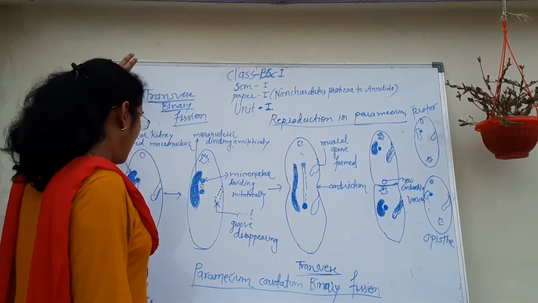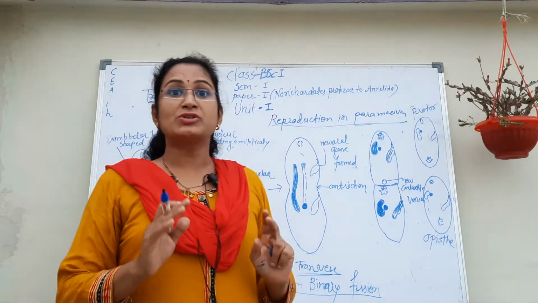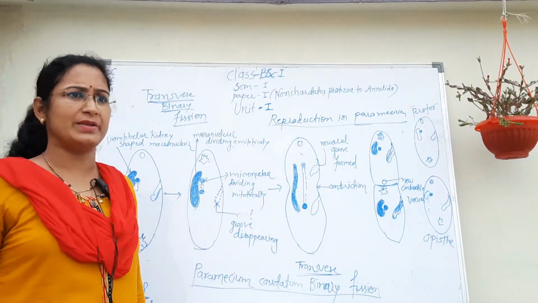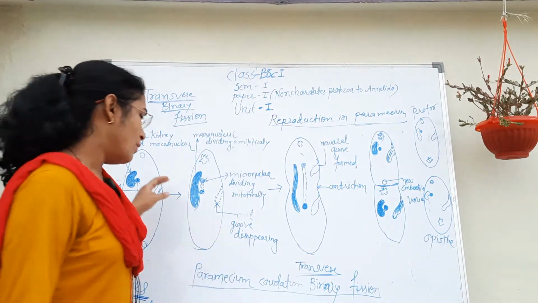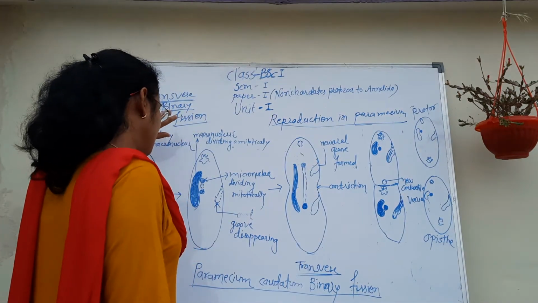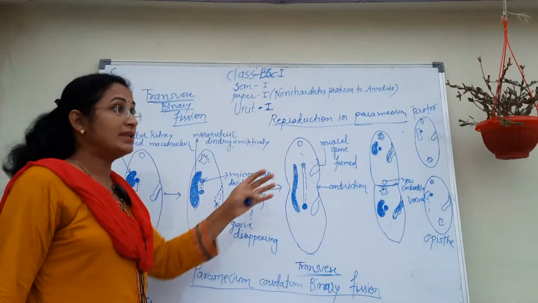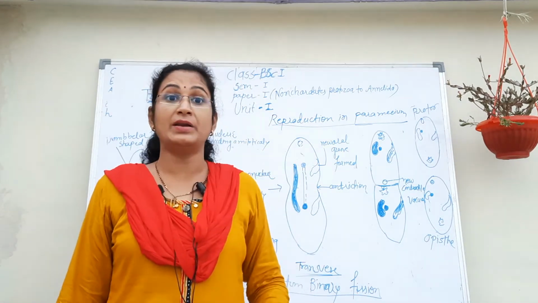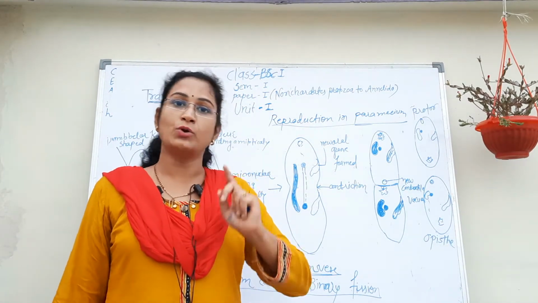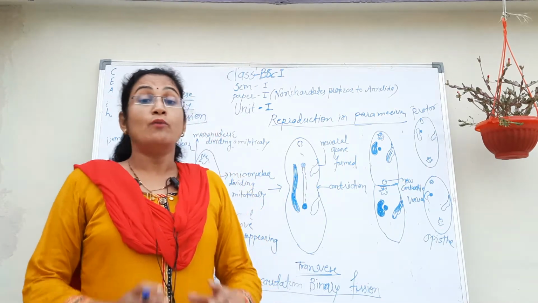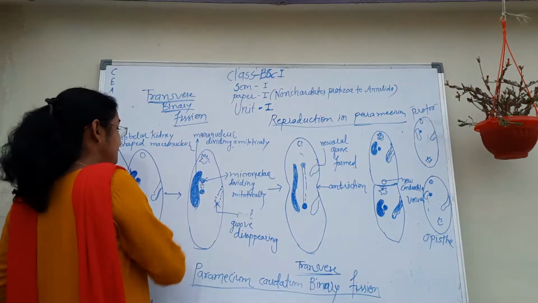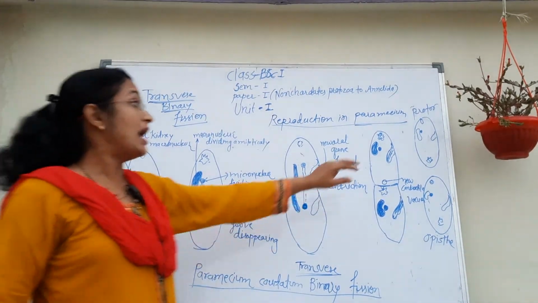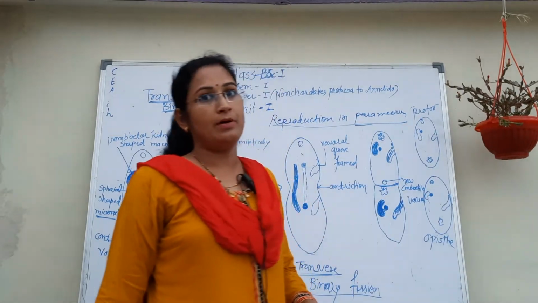It is the most common method of reproduction in Paramecium. Paramecium undergoes binary fission during favorable conditions. When a fully grown Paramecium divides mitotically, it forms two daughter Paramecium.